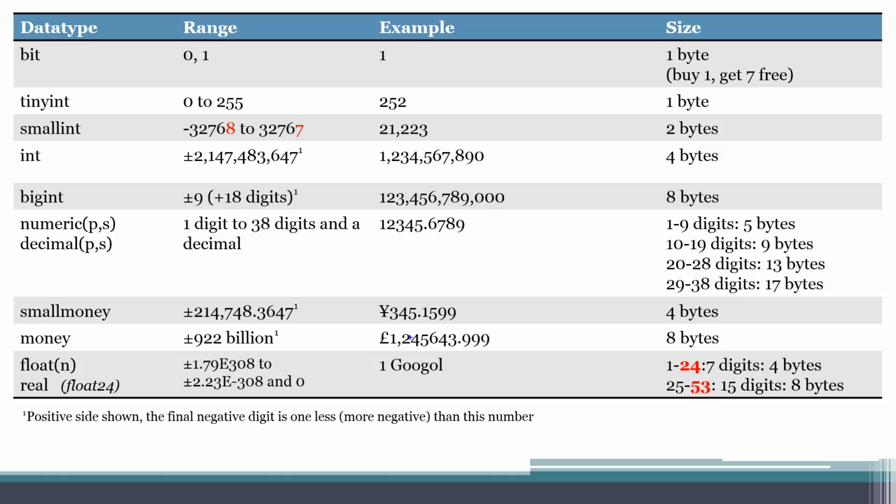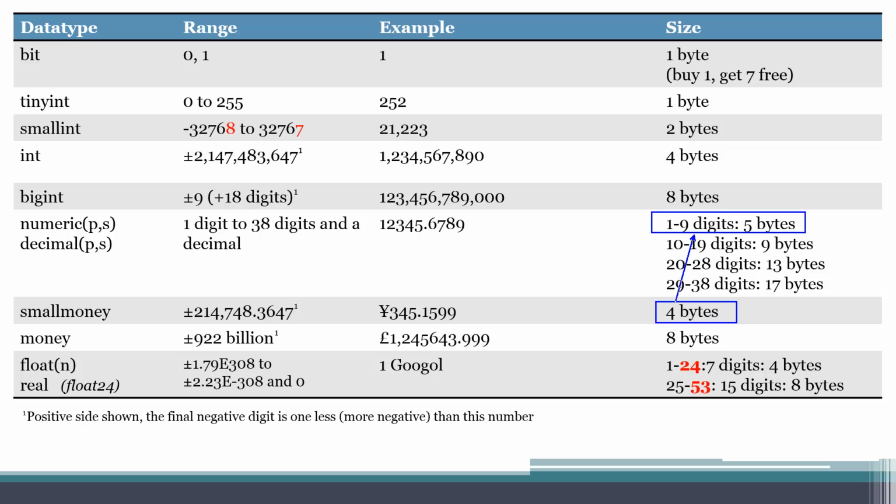Now, one thing you may notice here that's going to be interesting is that for 4 bytes, you can store a 1, 2, 3, 4, 5, 6, 7, 8, 9, 10 digit number. Interestingly enough, here, for 1 to 9 digits on a numeric, it takes 5 bytes. Let's see if I can highlight this here. So 4 bytes for 10 digits, or 5 bytes for 9 digits.